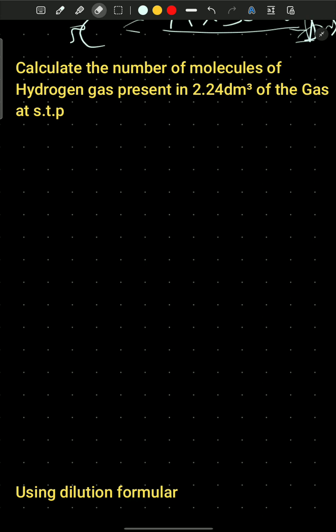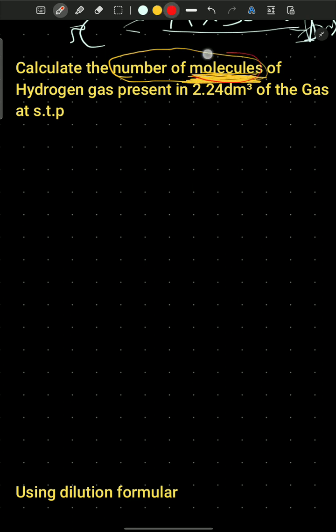So the next one talks about calculating the number of moles of hydrogen gas present in 2.24 dm cube of this. Calculate the number of molecules. Yes. Now this goes back to my friend, which is Avogadro's entities. Calculate the number of molecules. You can see, because this question mentioned molecules. I repeat, because the question mentioned calculate the number of molecules.